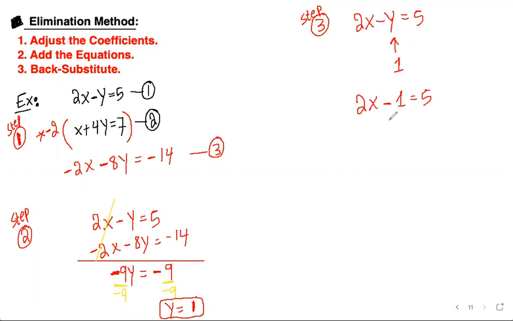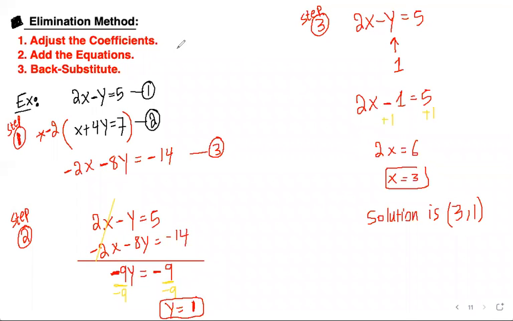Solve it for x. I add 1 to both sides, I get 2x equal 6. Divide by 2, x equal 3. So the solution is 3 and 1. Any question?